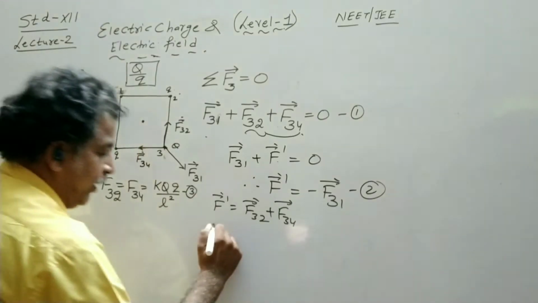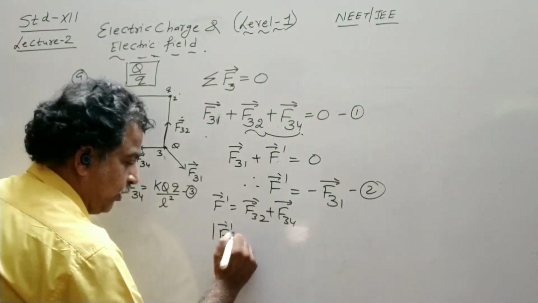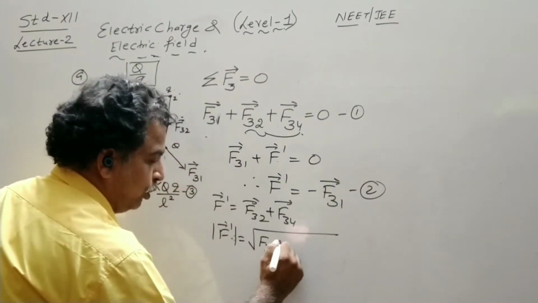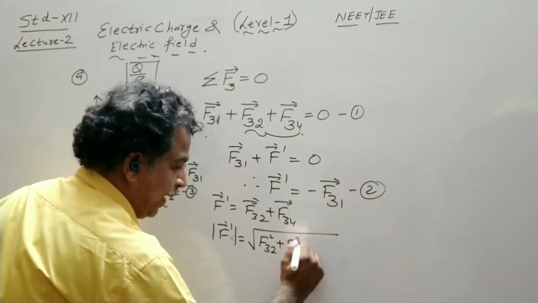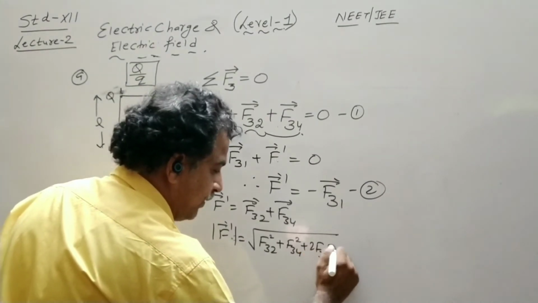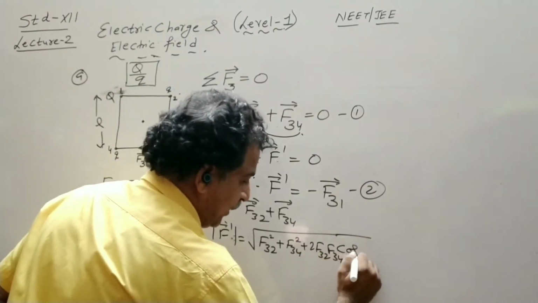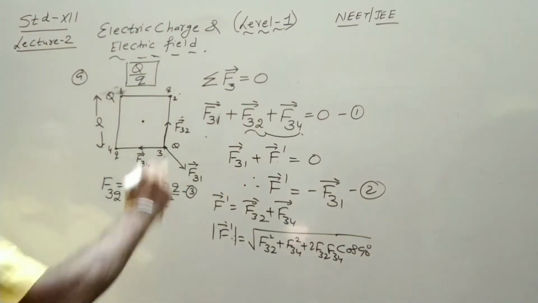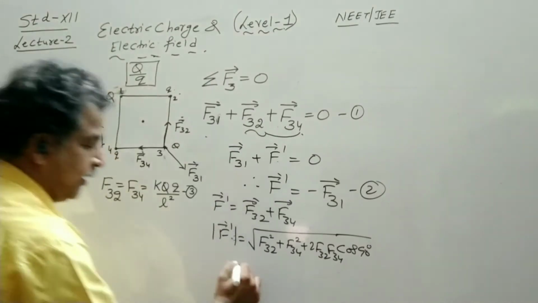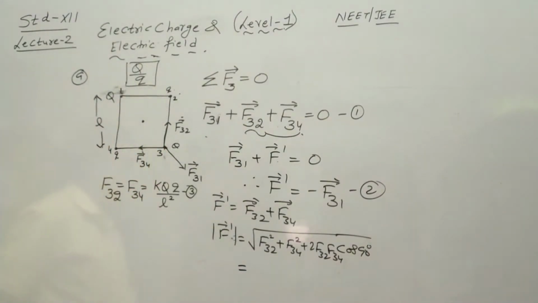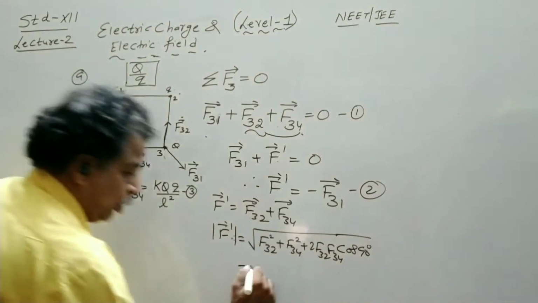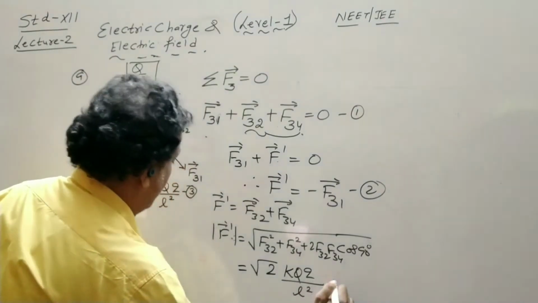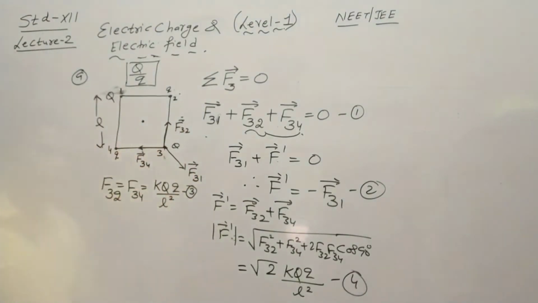Now both are perpendicular to each other, so the magnitude of F dash is equal to under root F32 square plus F34 square plus 2 F32 F34 cos of 90. Cos of 90 is 0. And we know that if two forces are perpendicular to each other and their magnitude is the same, the resultant should be root 2 times that force. So our resultant comes out to be root 2 KQq upon L square. Let this be equation number 4.